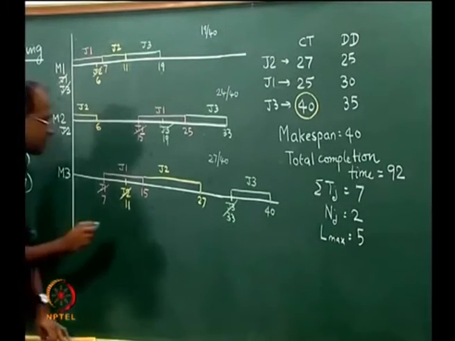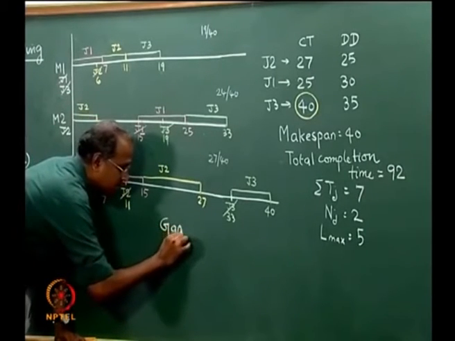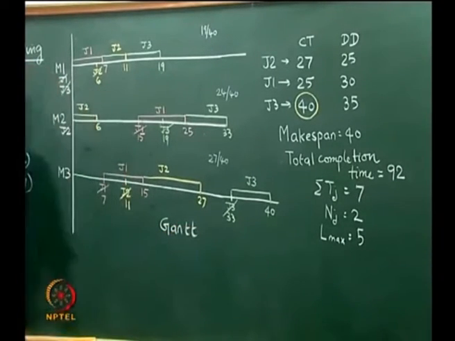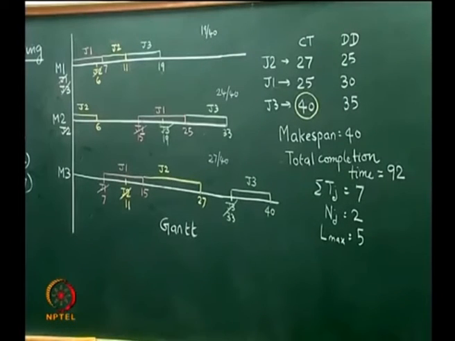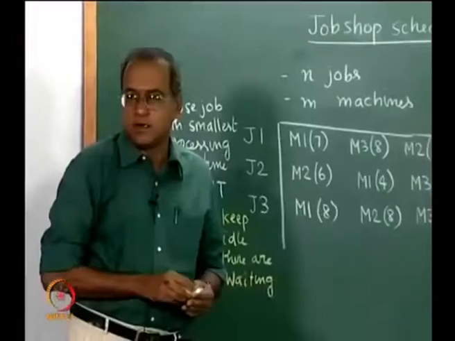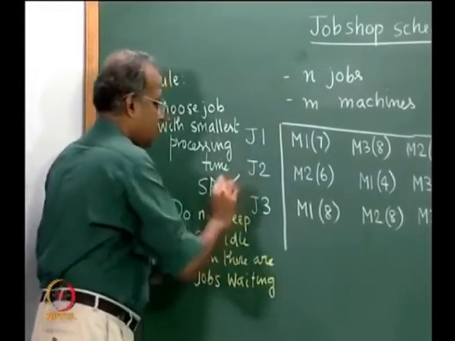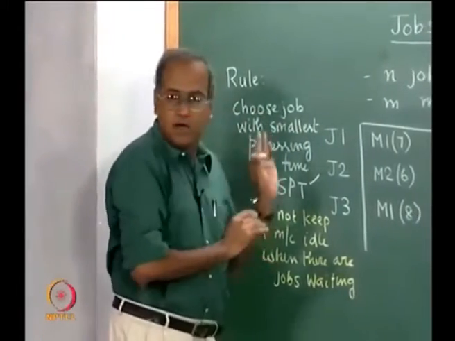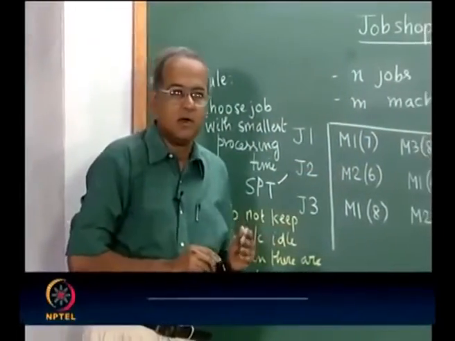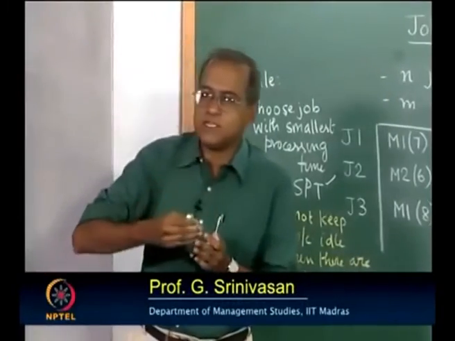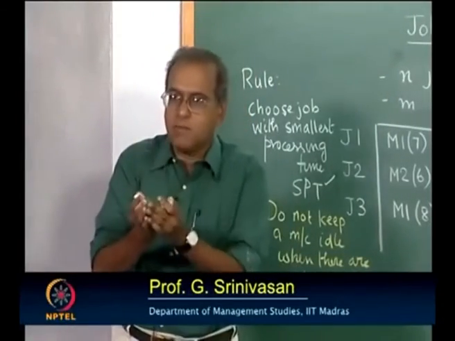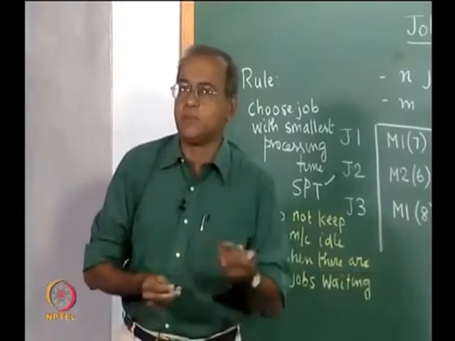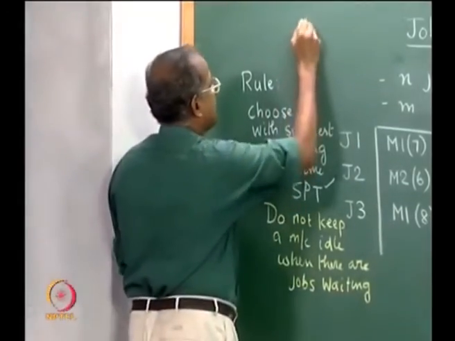Now, this chart is called the Gantt chart, named after Henry Gantt, who first proposed a chart or a pictorial representation of a schedule. So, the Gantt chart can be drawn for a given rule like the SPT rule. Now, these rules using which we will choose one job out of the available jobs for processing are called dispatching rules.